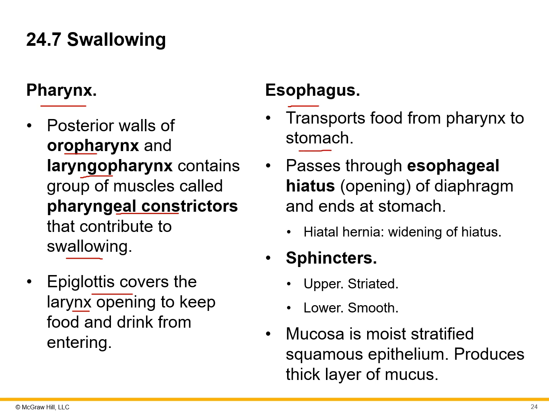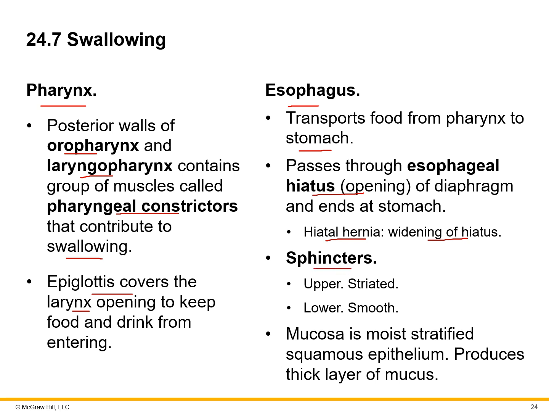So it passes through what's called the esophageal hiatus, or the opening of the diaphragm, and then it ends at the stomach. So if somebody has a hiatal hernia, it's the widening of that opening. And it has a lot of kind of regurgitation, acid reflux kind of thing that can be happening, some choking that can occur as well.